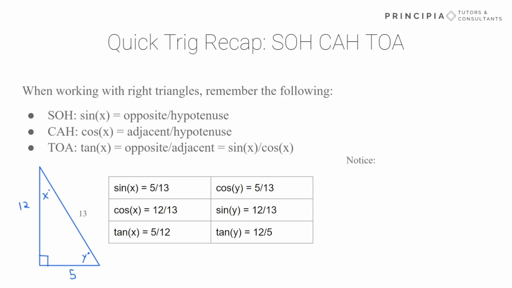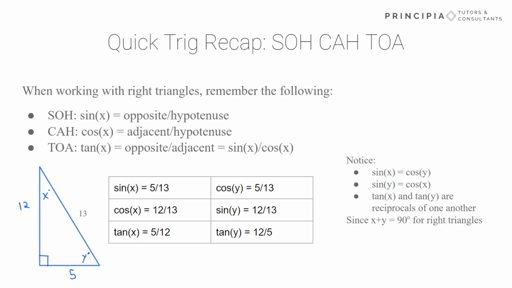So some things to notice and just pay close attention to help you with memorizing these relationships. As we mentioned before, sine of x is cosine of y, sine of y is cosine of x. The tangents of x and y are reciprocals of one another. What does this mean?